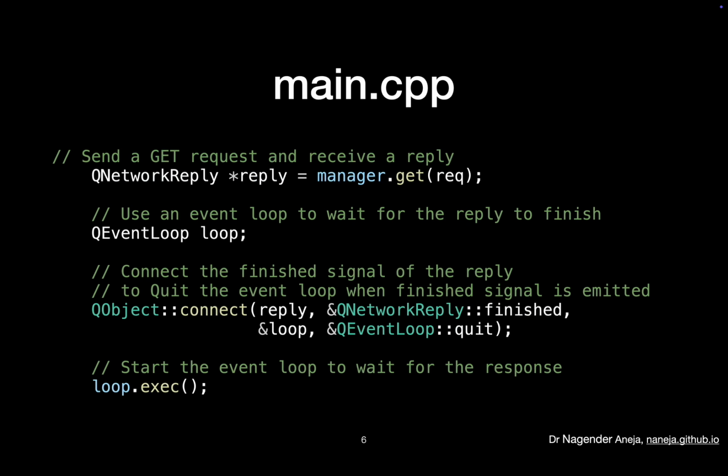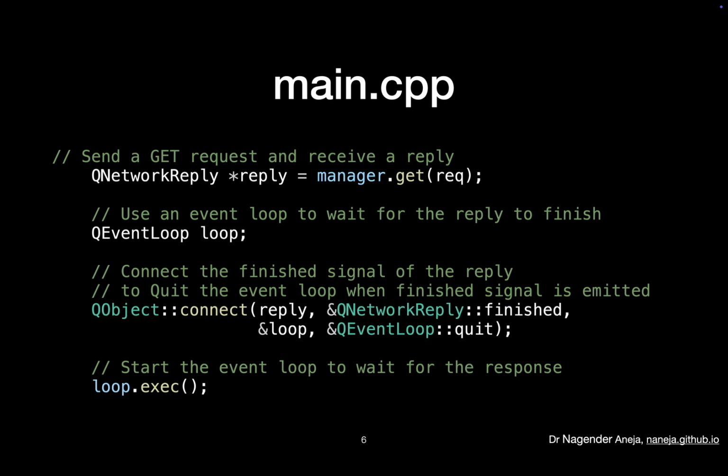Now we are saying get that request. So we are sending a get request to get a reply. So that's a reply. So we'll get a pointer to the QNetworkReply, and we're giving this request to manager.get. Okay, so we pass this, and then we are blocking this program till we get the reply. So we're saying QEventLoop. Use an event loop to wait for the reply to finish. So when this is finished, this loop will be over.